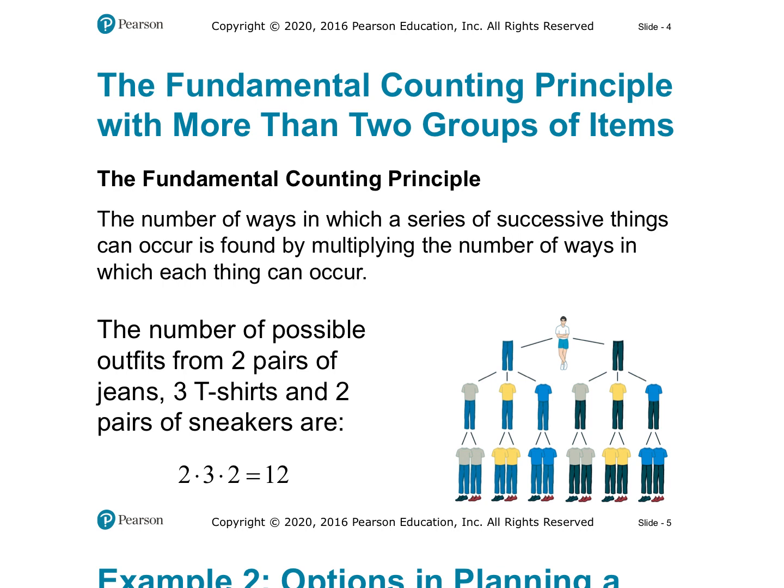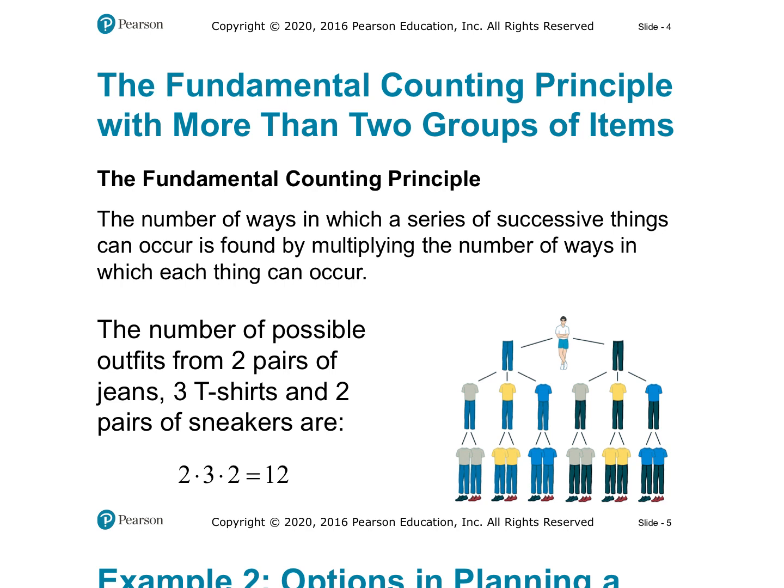So then the next one, it says the fundamental counting principle with more than 2 groups of items is: the number of ways in which a series of successive things can occur is found by multiplying the number of ways in which each thing can occur.